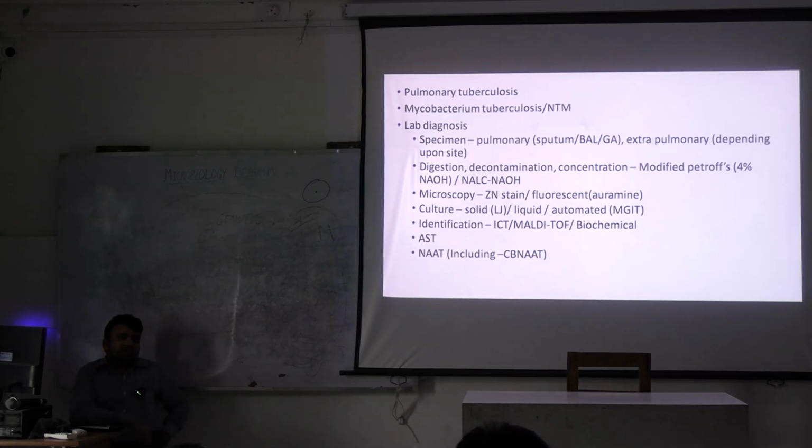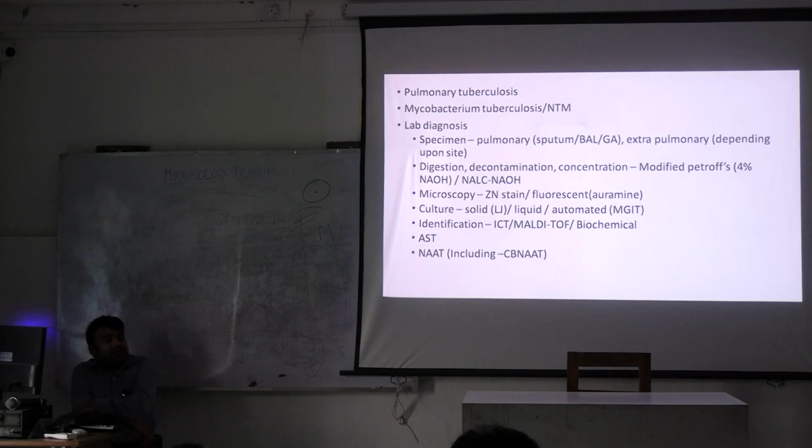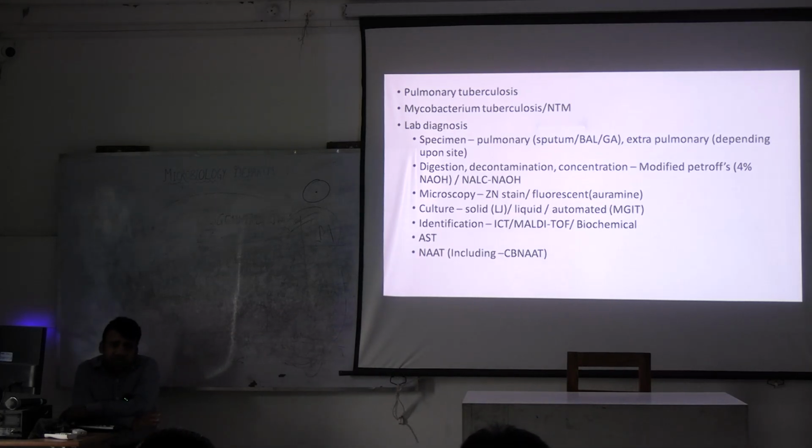So if you are suspecting the patient is having tuberculosis, you must send the sputum sample of the patient for culture and sensitivity. Now both the culture and sensitivity can be done either on solid agar or on liquid media, and the liquid method can also be done on automated machines called MGIT or Mycobacterial Growth Indicator Tubes.